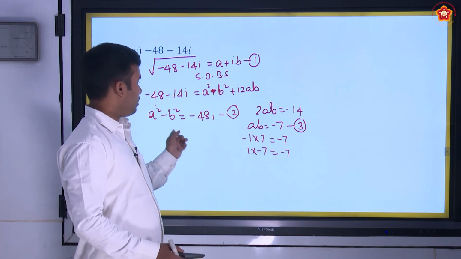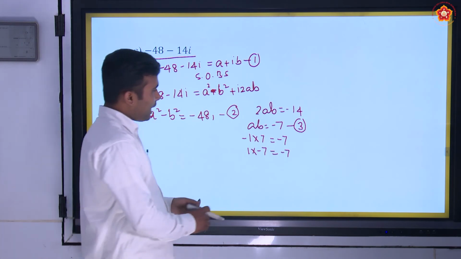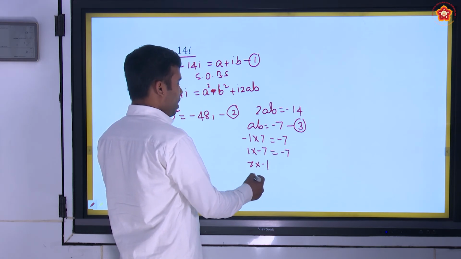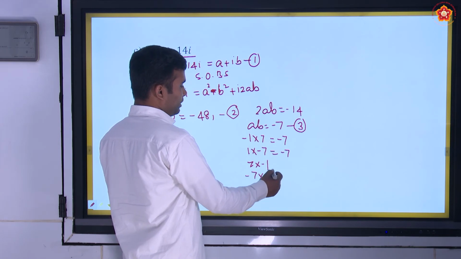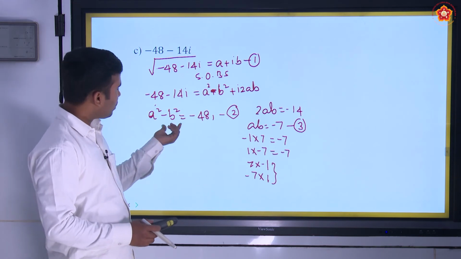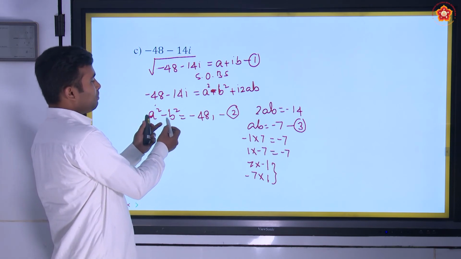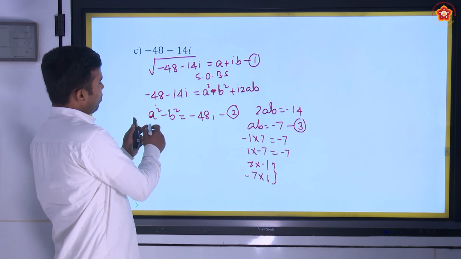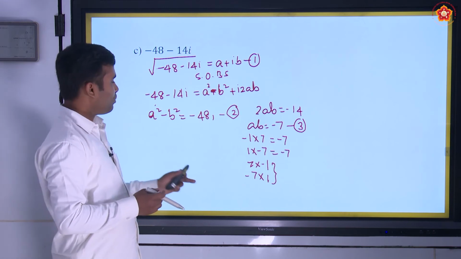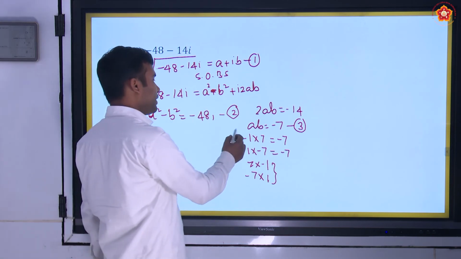1 square minus of minus 7 whole square, it will be what? Minus 48. So this combination I can't take. What is that? 7 into minus 1 or minus 7 into 1, this combination I can't consider, because these values do not satisfy this equation. If I consider 7 square 49, minus of minus 1 whole square 1, 49 minus 1, it cannot be equal to plus minus 48. So therefore this combination cannot hold good in this equation.